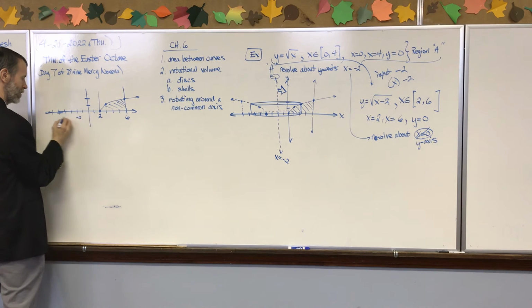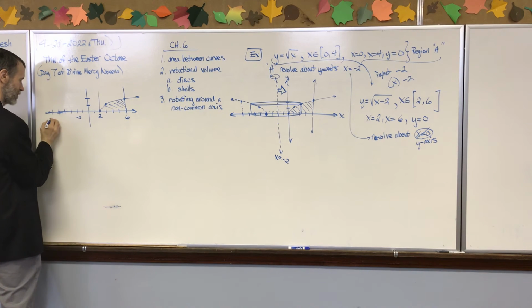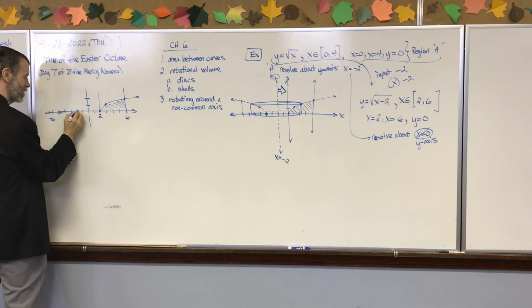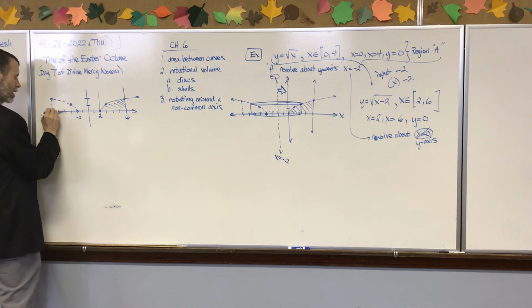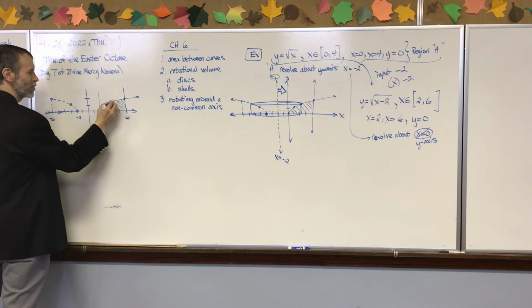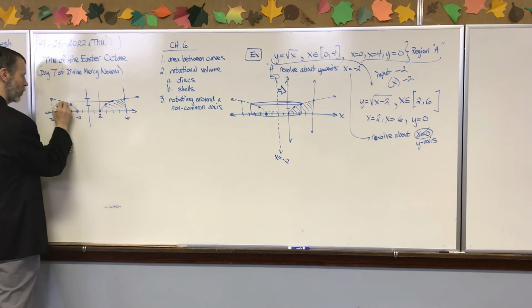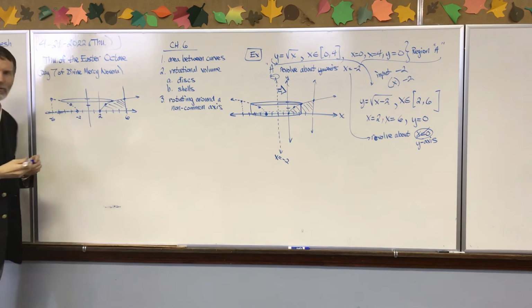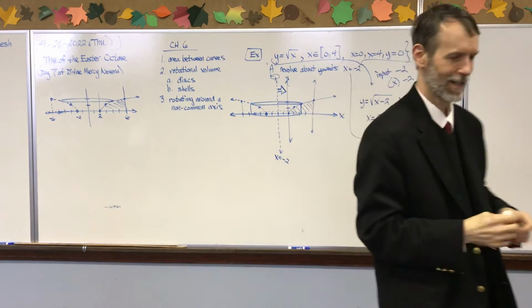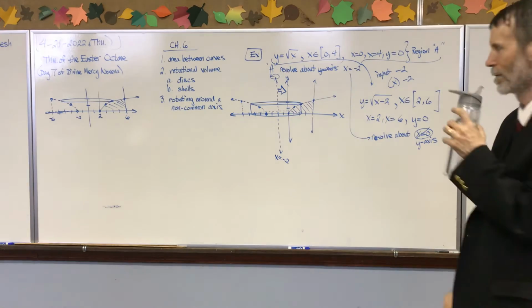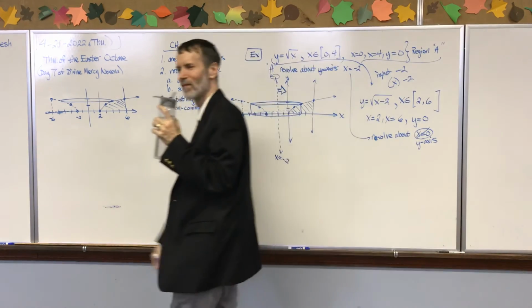And here's -2, 3, 4, 5, -6. Here's the phantom version over here. Can anybody see what's going on? We're spinning it around the y-axis now. Would you use disks or shells, Michael? Shell. Why? Why not disks?